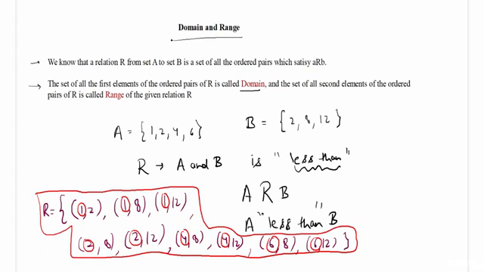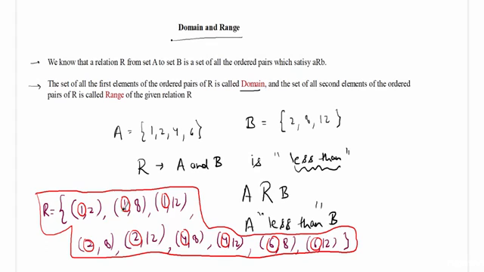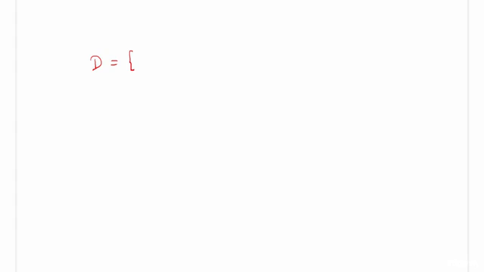If I write down the domain, what are the first elements? 1, 1, 1. We do not have to repeat, so we will just take 1. So 1, 2, 4 and 6. This will be the domain.